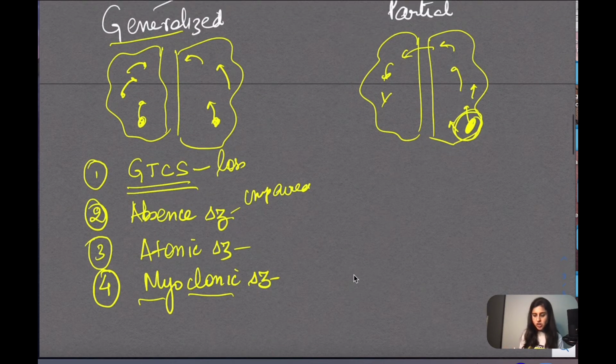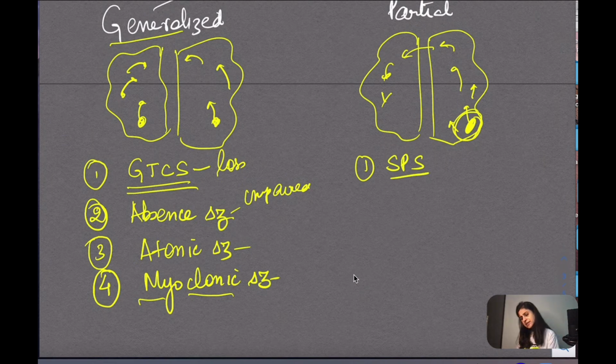Now, partial seizures can be simple partial seizures. In this, the patient definitely has a seizure, but there is no loss of consciousness. The patient is usually aware of what is happening to him. It's called a simple partial seizure. Then we have the complex partial seizure, where the patient doesn't know what's happening to him. There is no loss of consciousness, but there is impairment of consciousness. He cannot figure out what's happening to him during that period.